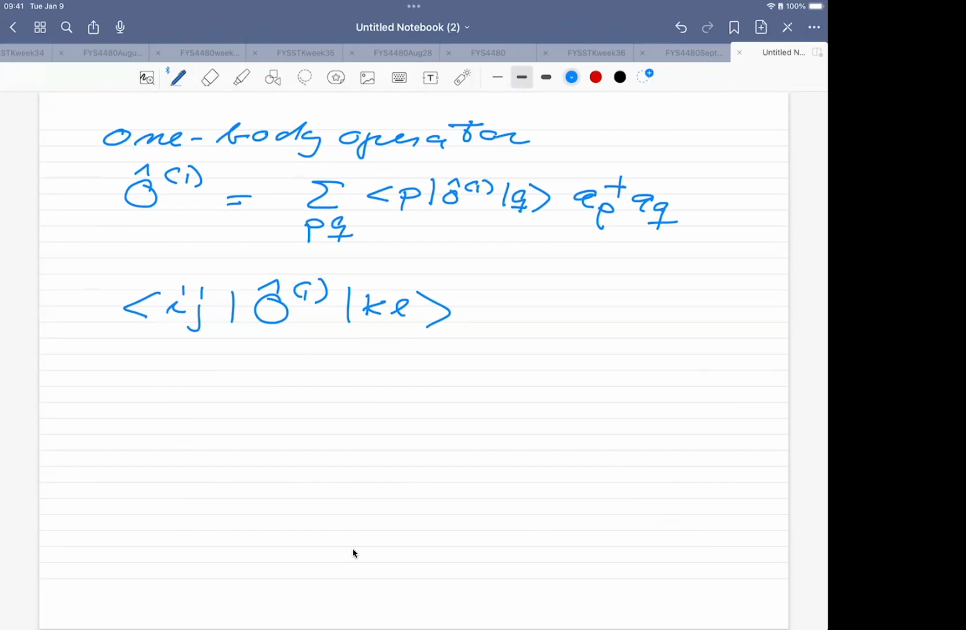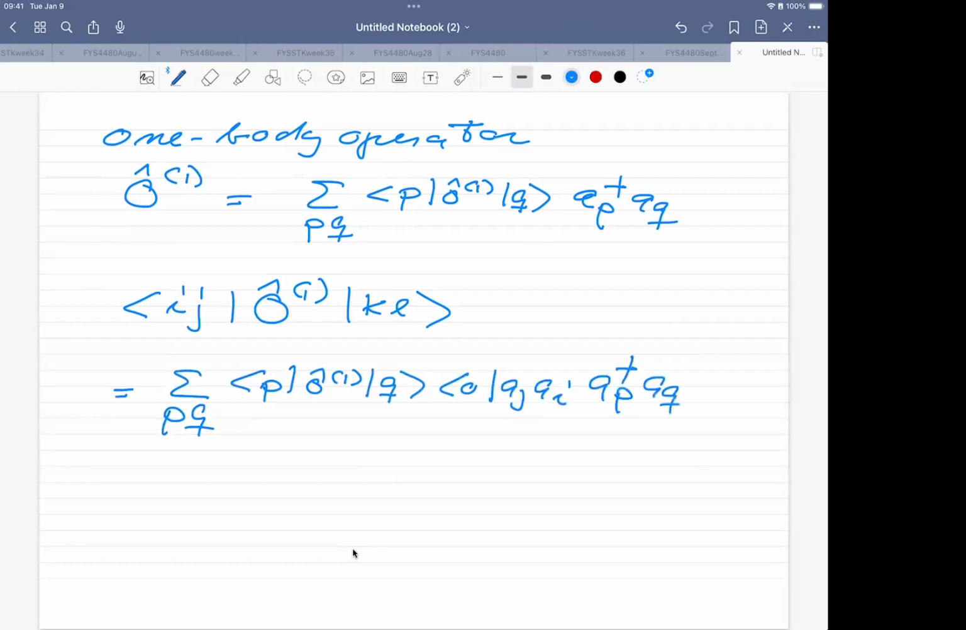So let's set up the generalized Wick's theorem. This is now the same as a sum over P and Q. I have the lowercase operator PQ, looking at the states JI, and then I have the operators AP dagger, AQ, and then I have AI dagger, AJ. We can think of this as normal ordered operators. So we have this as one possible chain.